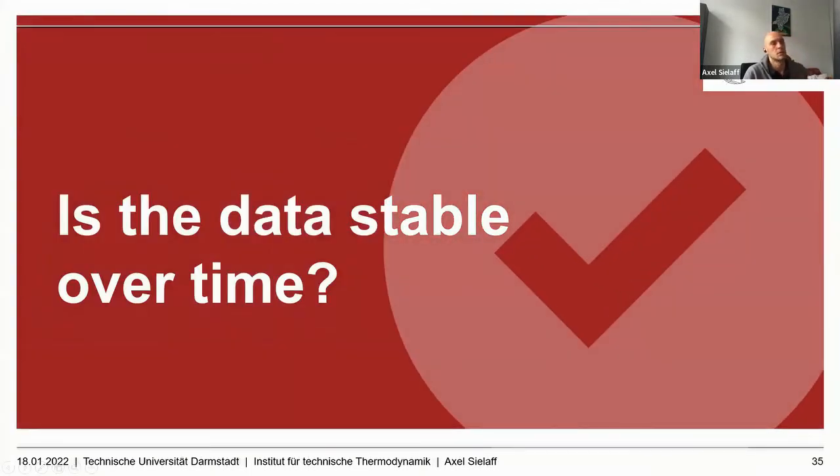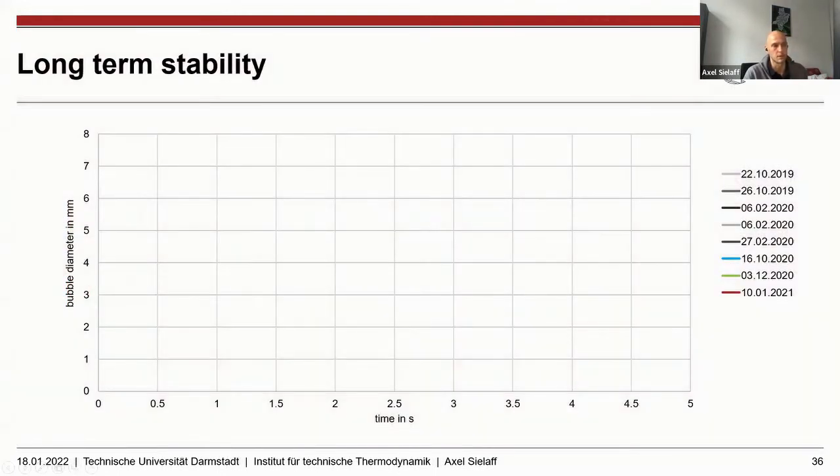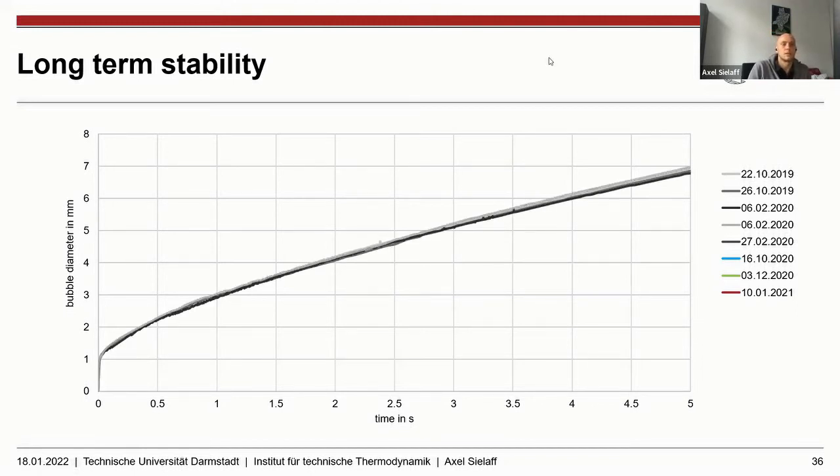Next question for an experiment running over 11 months is if the data is long-time stable. It doesn't make sense if you want to compare something and the data is not the same from the beginning to the end. And therefore, we implemented a so-called reference experiment with exactly the same parameters. And we performed it from time to time over the whole period of the whole campaign. And here you can see the data starting from the 22nd of October 2019. So we plot the bubble diameter over time.